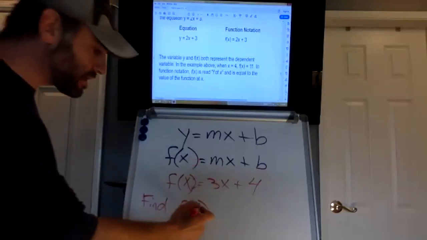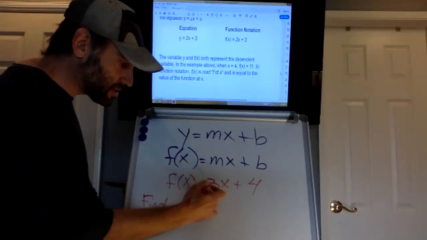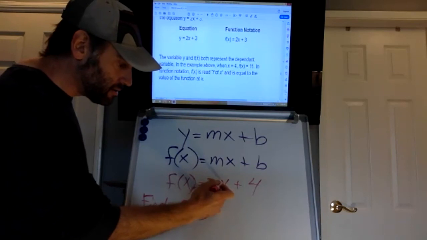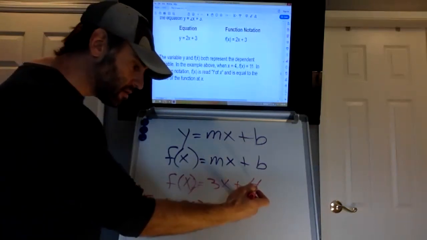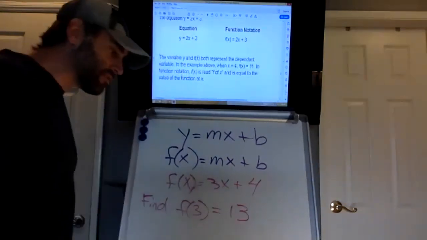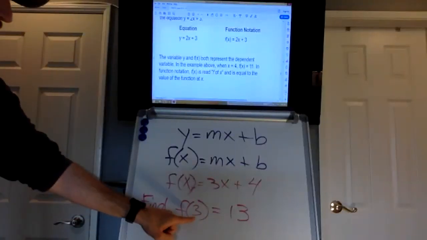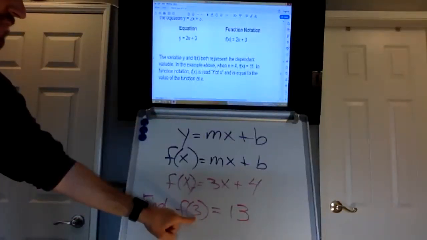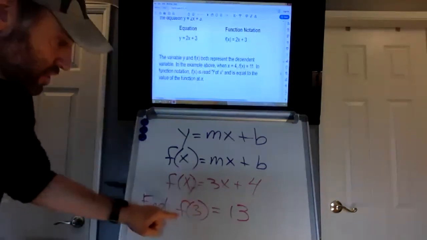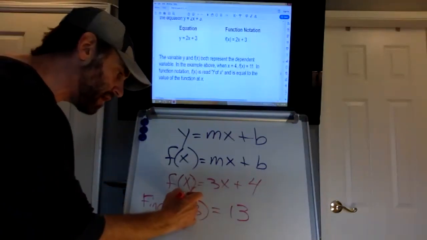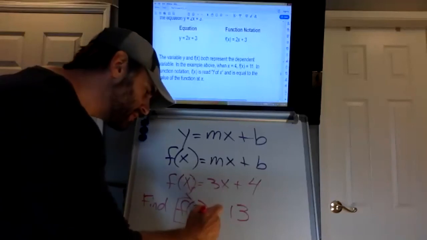So all you do is you plug in 3 for x. What's 3 times 3? 9. 9 plus 4. 13. That's your answer. So this is a fancy way of saying, I'm going to plug this into my function machine. This is your function machine, right? Remember this, what we drew?